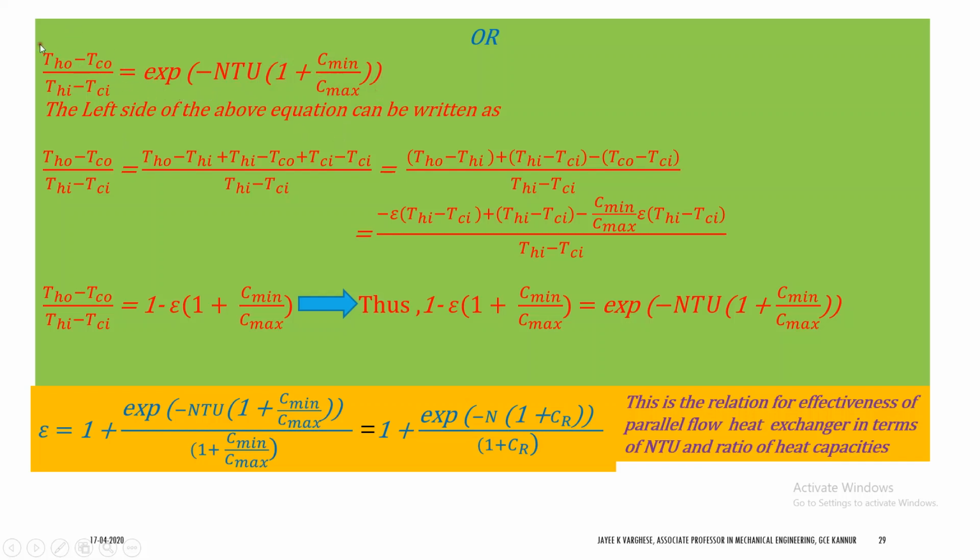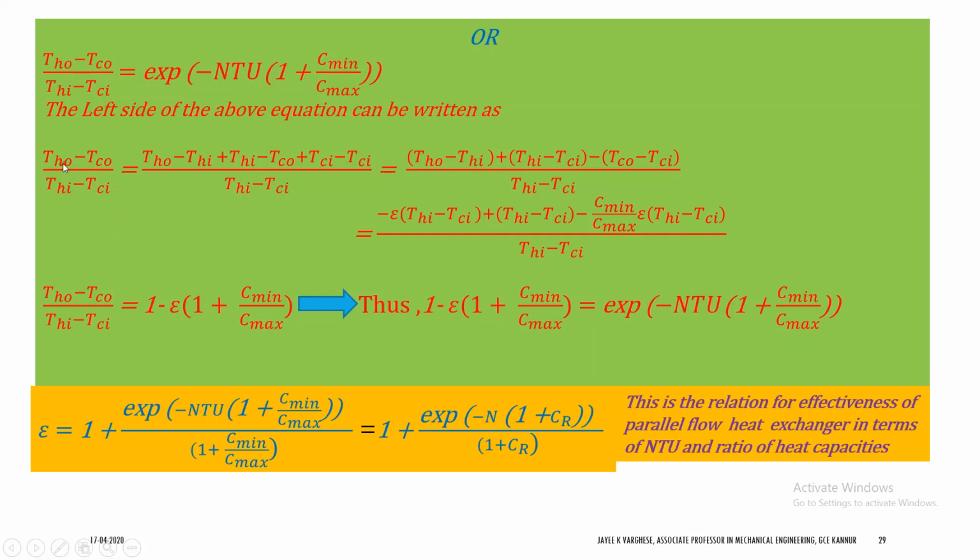Now this is a relation with the temperatures. We have to have a relation which doesn't have any term in temperature. So what we do is we try to get this ratio manipulated. So THO minus TCO divided by THI minus TCI.